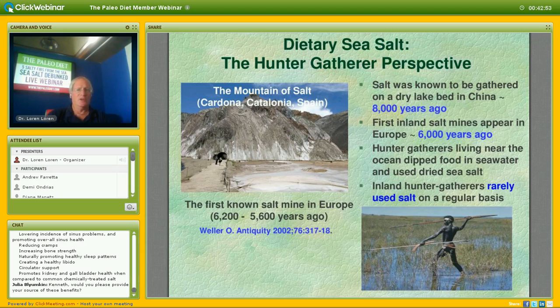So people in Europe seem not to be interested in these salt deposits, at least the inland folks. There's probably no doubt that hunter-gatherers living near the ocean exploited salt water and seawater. We just don't have any good data on how that was done or how much they consumed. Inland hunter-gatherers rarely, if ever, used salt. There are some incidences of inland hunter-gatherers trying to extract salts from the residue of fires and burnt wood and so forth. So some evidence for it, but nothing like 10 grams of salt a day.